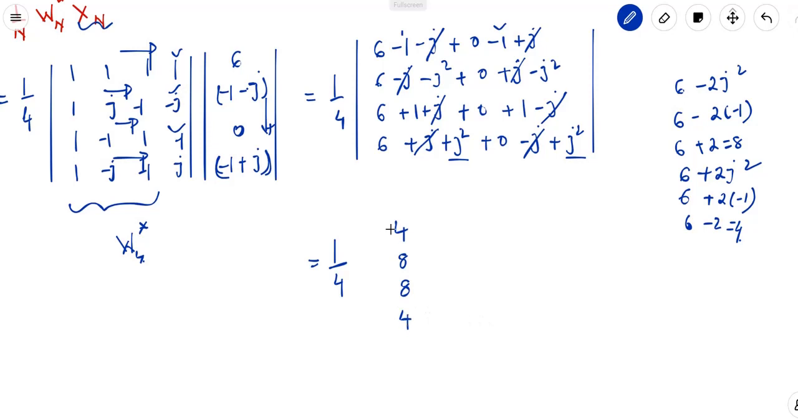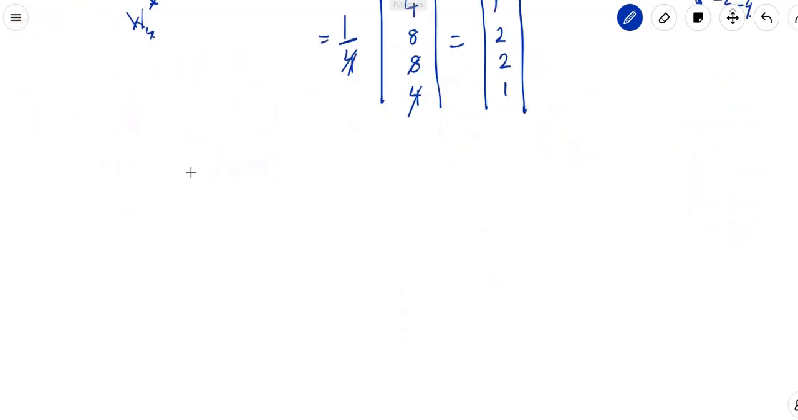So 4 divided by 4 is 1, 8 divided by 4 is 2, again 8 divided by 4 is 2, again 4 divided by 4 is 1. So these are the values. What we have got here is x of n equal to 1, 2, 2, 1.